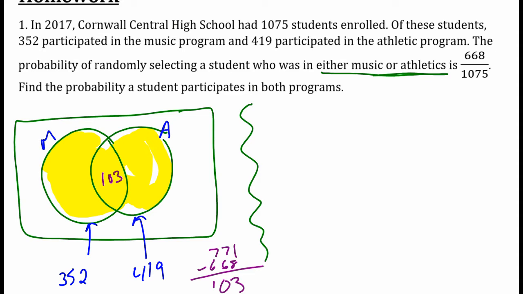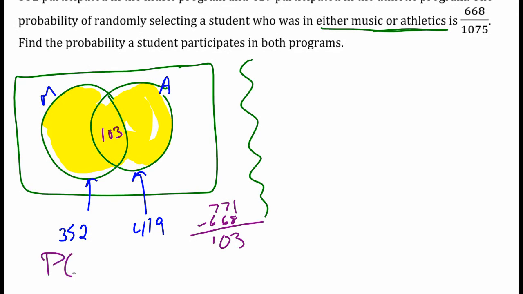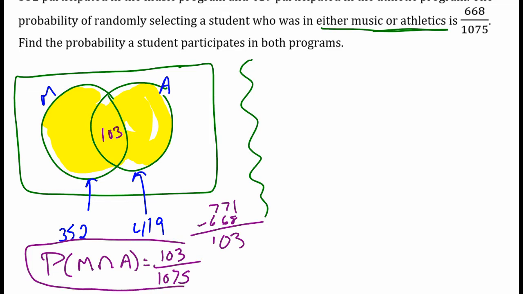So we don't even need to finish filling in the circle, because we need to find the probability that a student participates in both. Well, the probability of music and athletics is 103 out of, well, how many kids are there? 1,075. That's the probability of music and athletics.